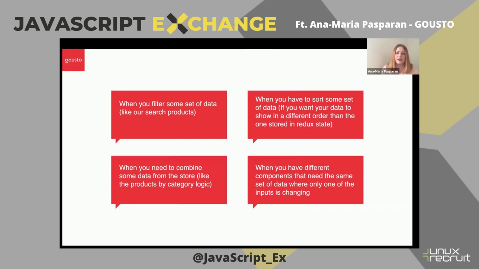When you filter some set of data, like our search product, you don't want to recalculate all that logic before actually filtering those products. So you want to have that already calculated, and you should probably not put it in the state, because that will, as I said, just grow your Redux store. Sometimes it's good to put in Redux, but sometimes it's just going to grow the store, and passing down is not that helpful. So when you have that kind of situation, just use Reselect.